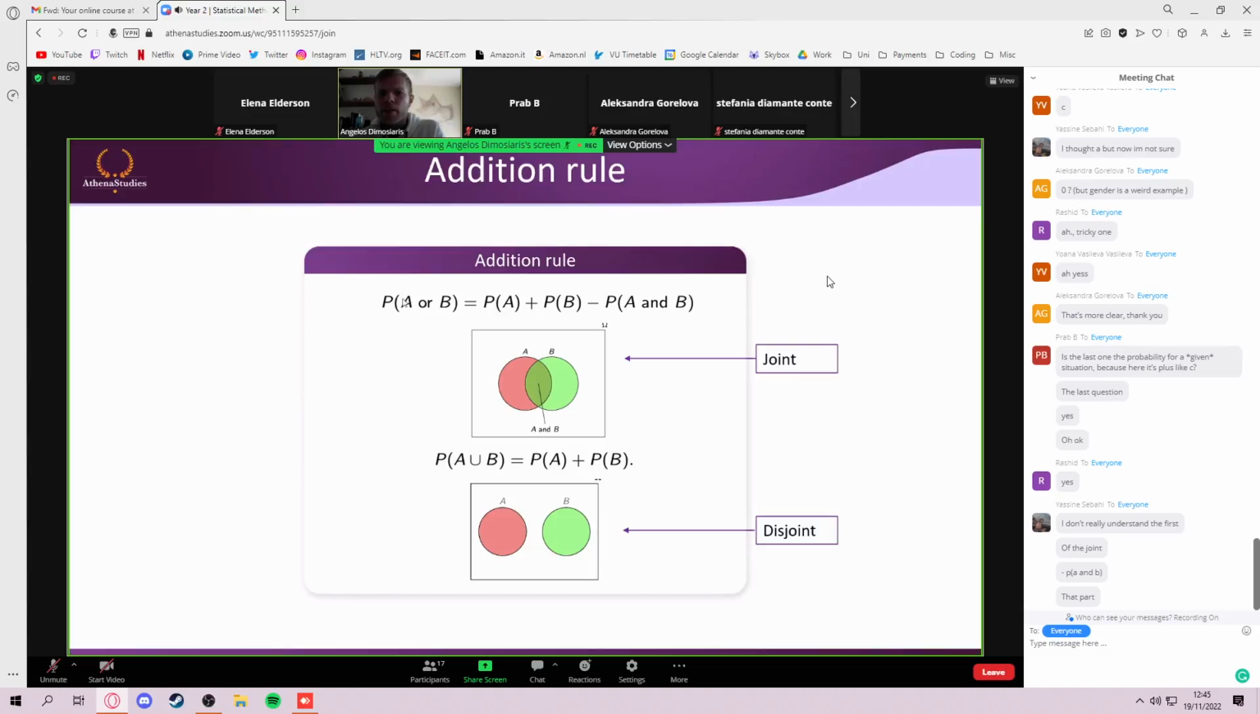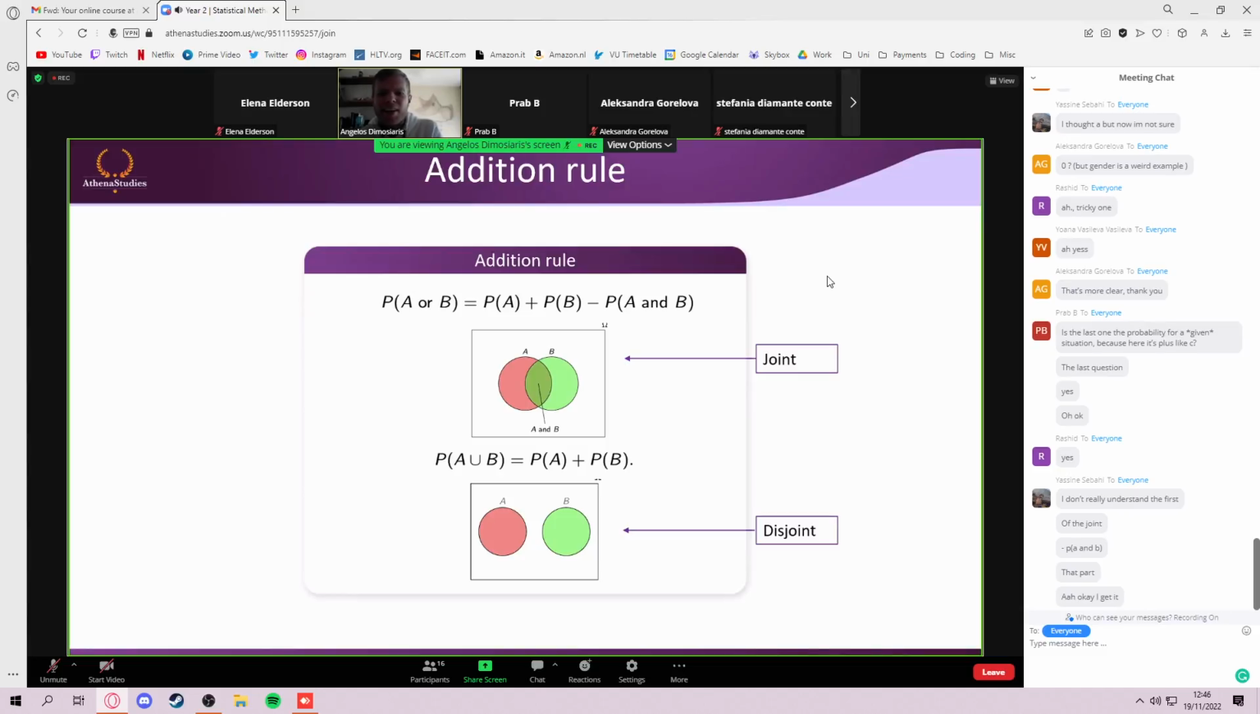So now we care about the probabilities of either being rich or being male. So we care about the red part and we care about the light green part. We don't care about rich male people. Very weird thing to say, but okay.